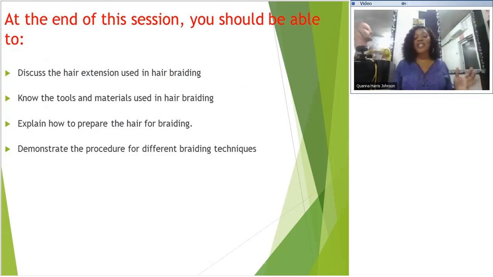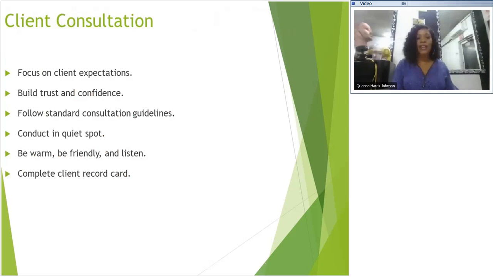At the end of this lesson, we will discuss the hair extension used in hair braiding, know the tools and material used in hair braiding, explain how to prepare the hair for braiding, and demonstrate procedures for different braiding techniques. Okay, let's move right along.